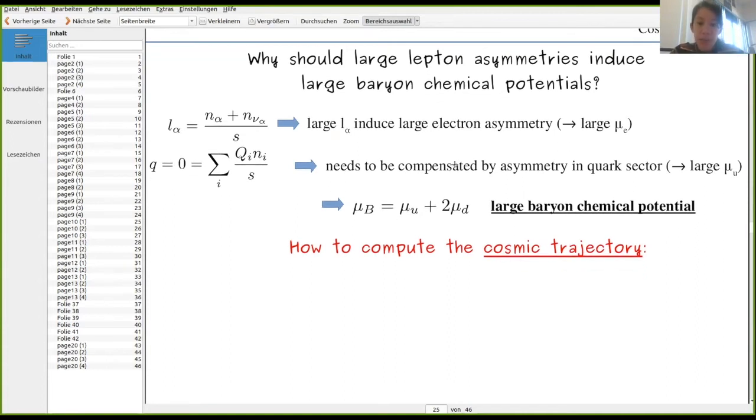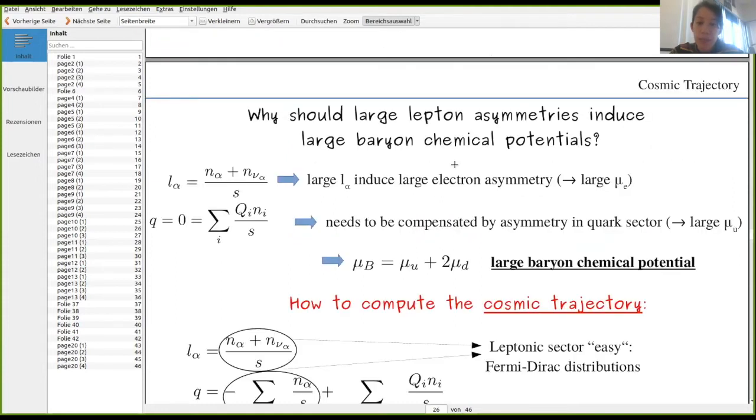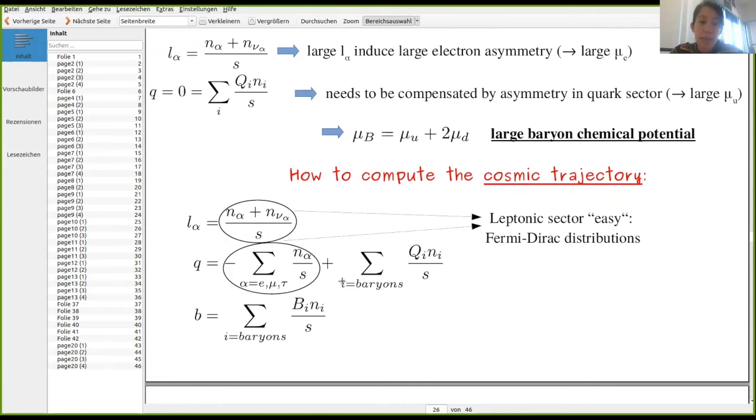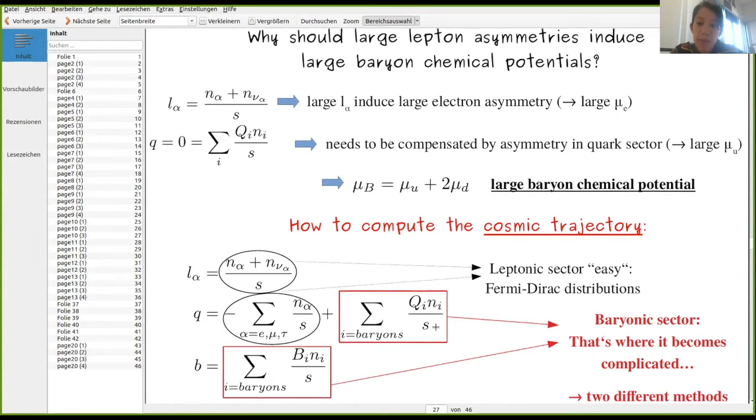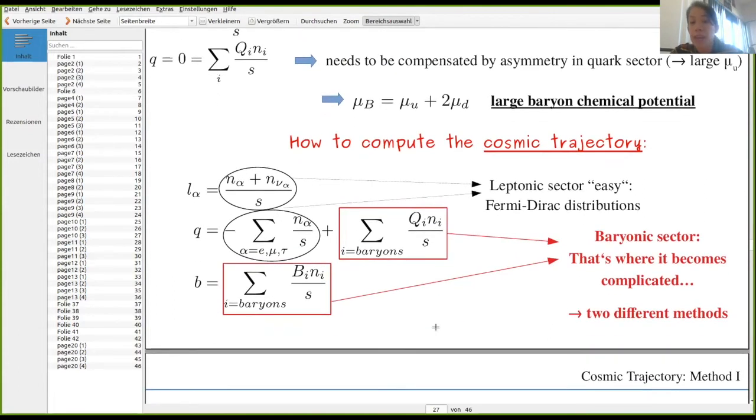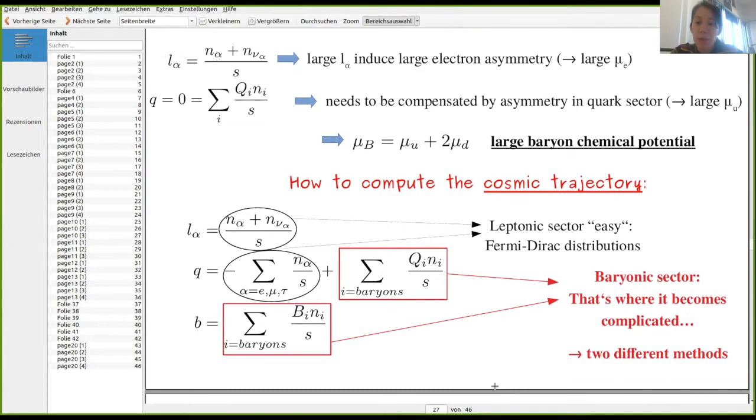Yeah, going now back to the question how to actually compute this cosmic trajectory. It makes sense to split up the contributions from leptons and the ones from baryons, because the leptonic sector at these temperatures is super easy. We are here talking about temperatures around 150 MeV, where weak interaction processes are super efficient. So you can assume for the leptons that they really have a perfect Fermi-Dirac distribution, including chemical potentials. The complicated part is really from the baryons, because here you have strong interaction effects, and that's where it becomes complicated, because QCD effects are just not easy to deal with. And in the following, I will introduce 2 different methods that we used in order to describe the thermodynamic quantities for the baryons.